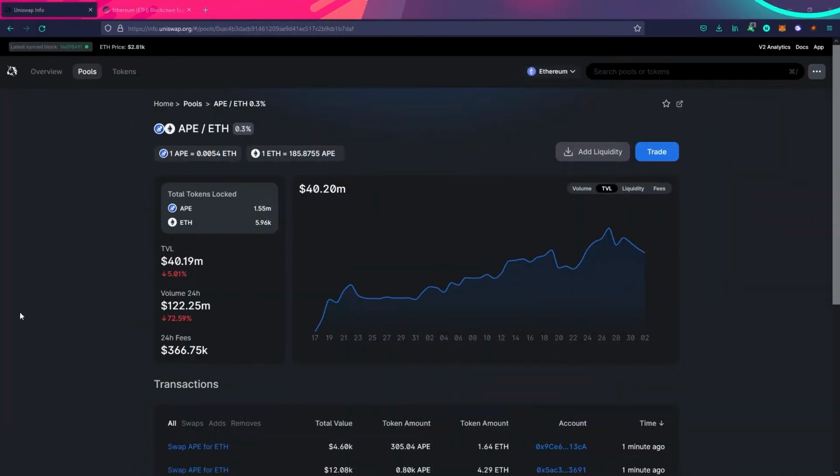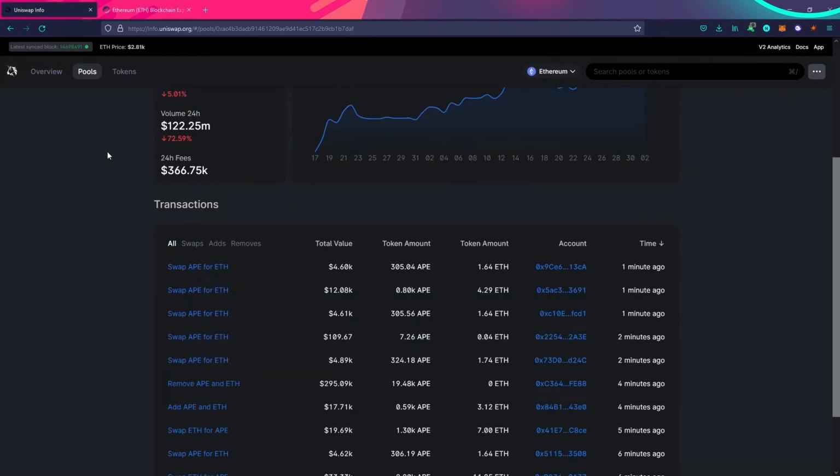Alright guys, so here we are on the Uniswap analytics page, which I'll include a link to below. And what I did is just choose a random token pairing. So we've got Ape ETH here. This is not a rug as far as I know, so I'm not saying that this is a rug. I'm just going to show you guys how to do some research to make sure that it's not a rug.